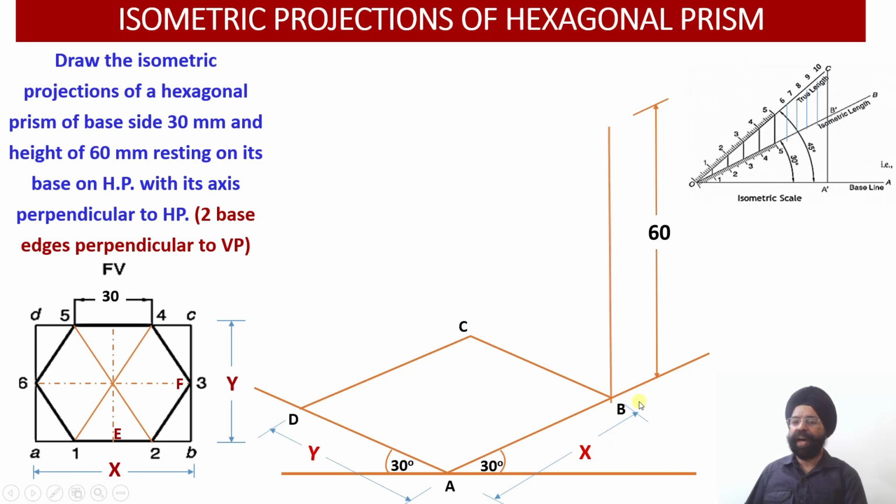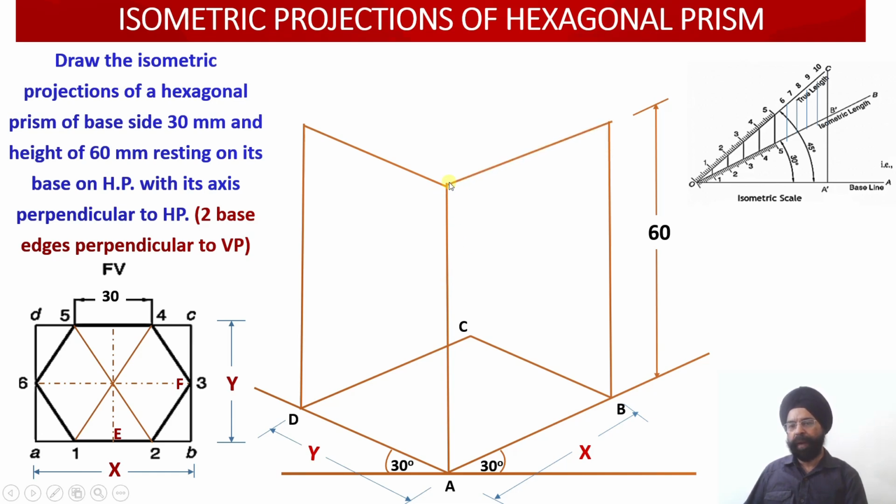Now on the y-axis, please check. This is my y-axis. So on the y-axis, we are going to locate the height of this particular prism. Now corresponding to these points A, B, C and D, 4 vertical edges we are required to draw. So please check. This vertical edge and this vertical edge, they both happen to be parallel to the y-axis, right?